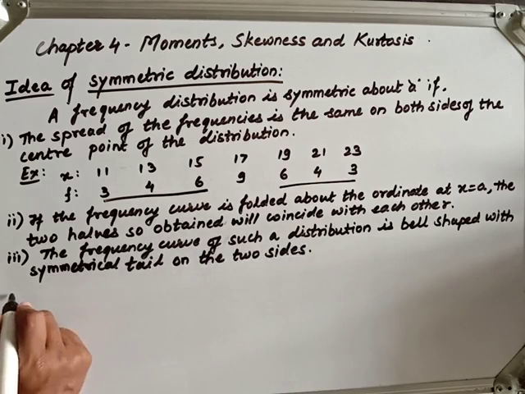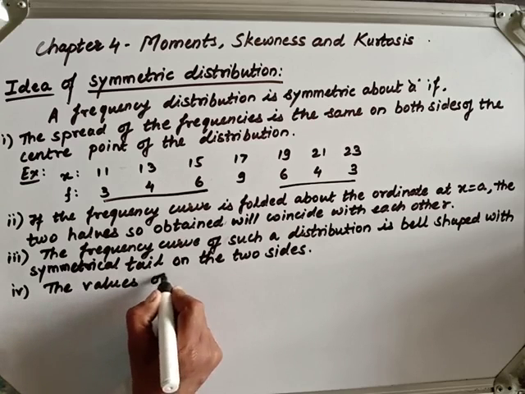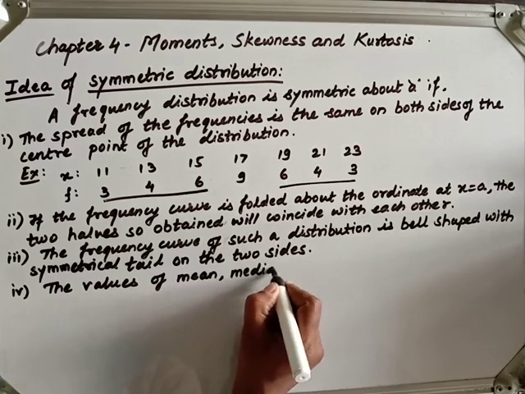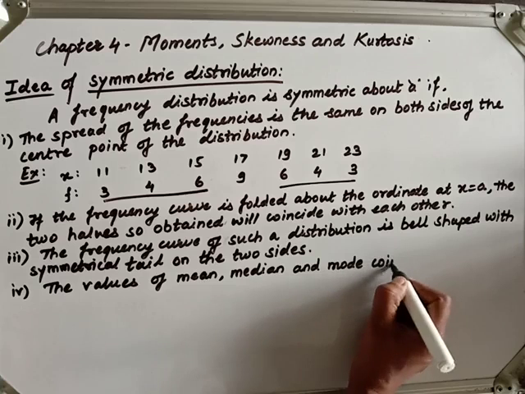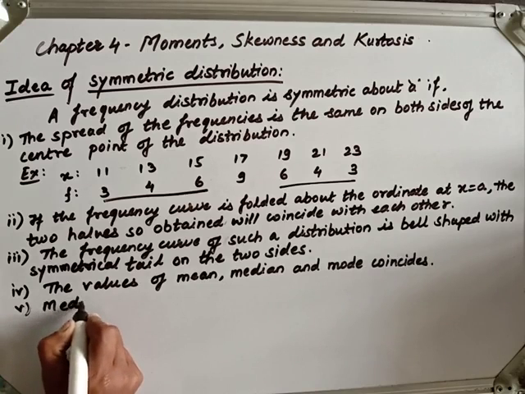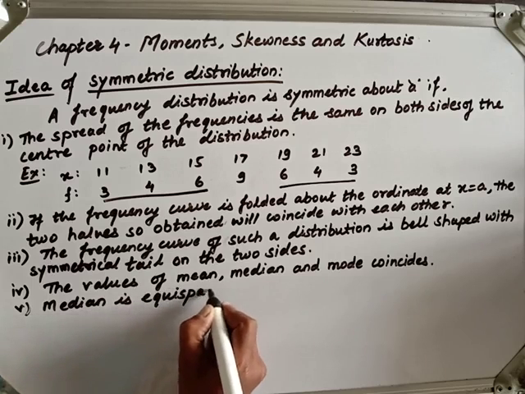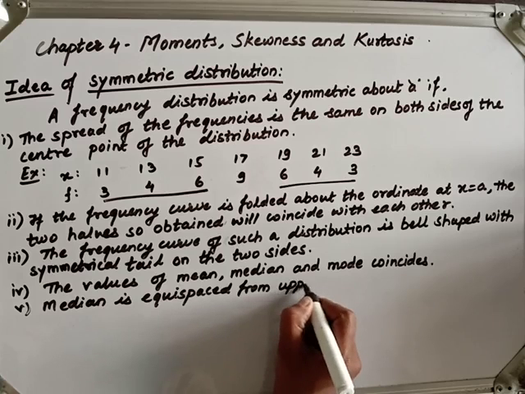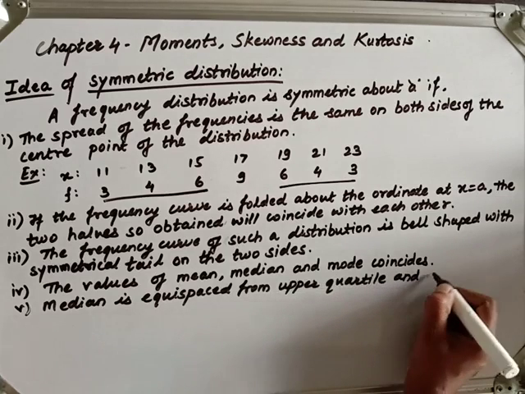The next one says the values of mean, median and mode coincide here. The next one: the median is equispaced from the upper quartile and the lower quartile.